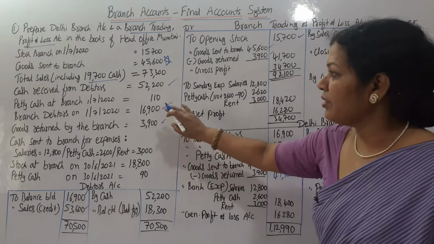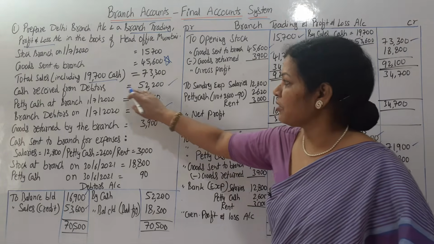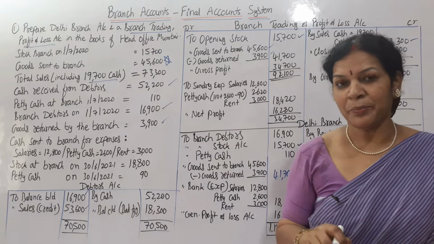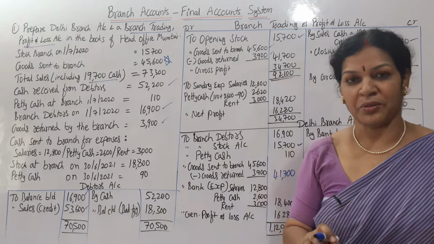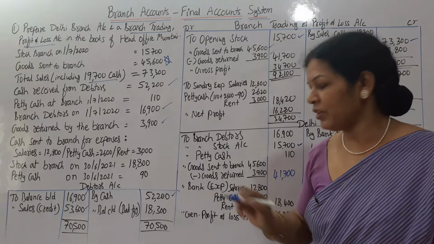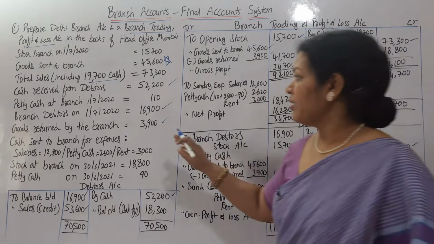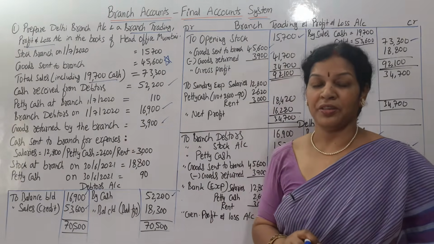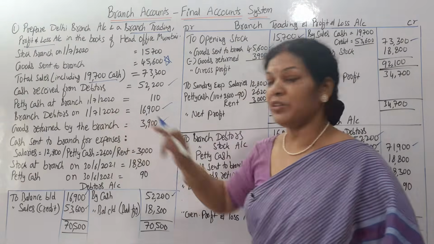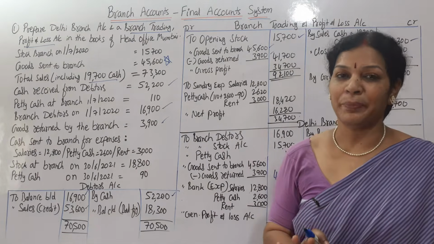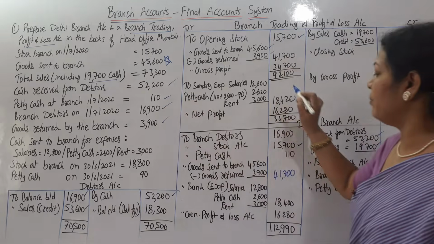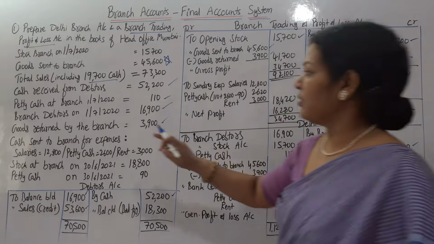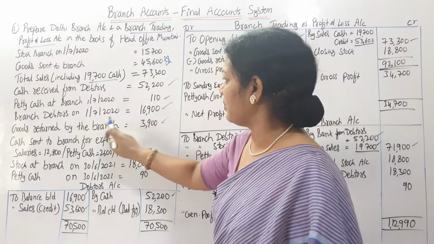And when you are receiving cash from debtors, it comes in the debtors account also. Cash received from debtors comes to the debtors account, so it comes on the credit side, 52,200. Next, after that, petty cash at the branch. Petty cash at the branch on 1/1/2020 means opening petty cash. The opening 110 will be here, petty cash. Okay.